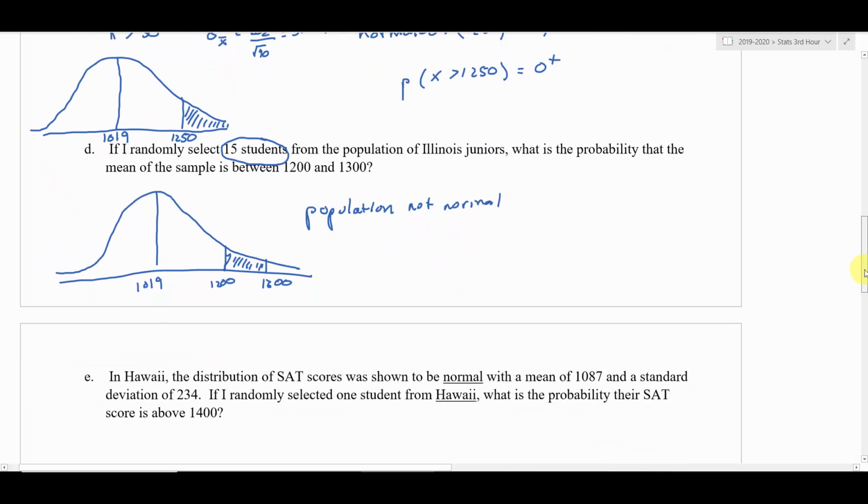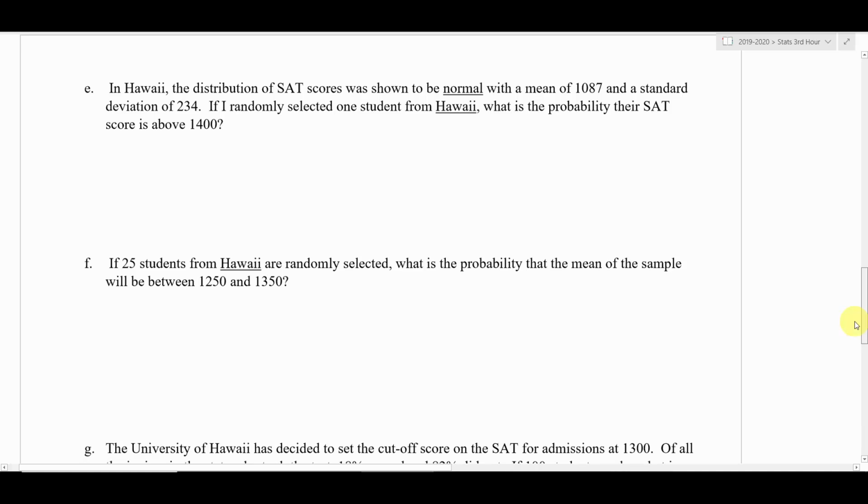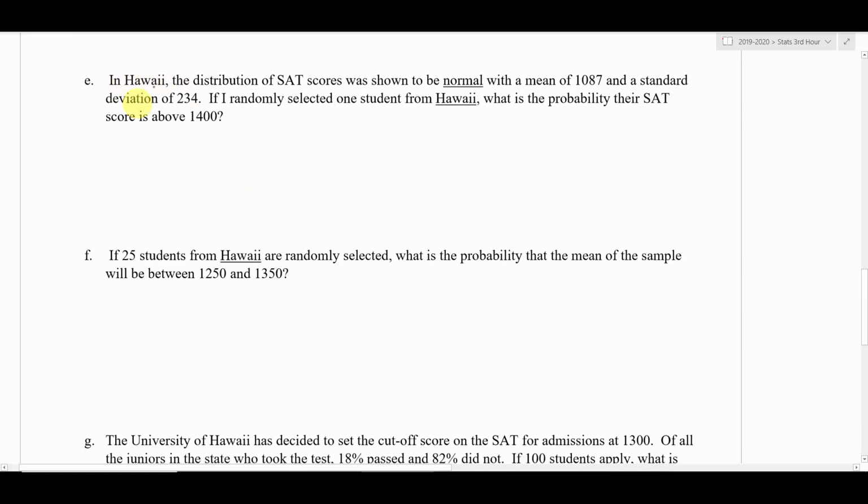Okay, let's take a look at another one here. So we're going to change states here. So we're dealing with Hawaii now. All right, we're not looking at the distribution from Illinois that was on the first few problems. All right, we're looking at Hawaii.